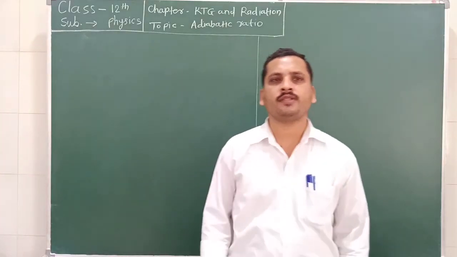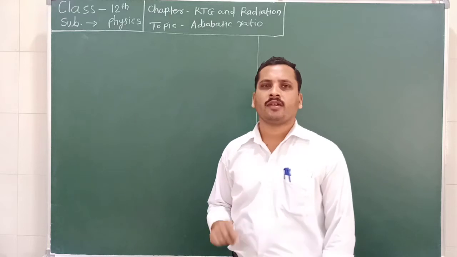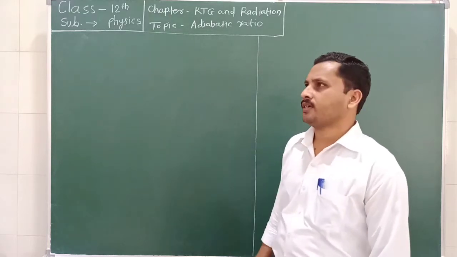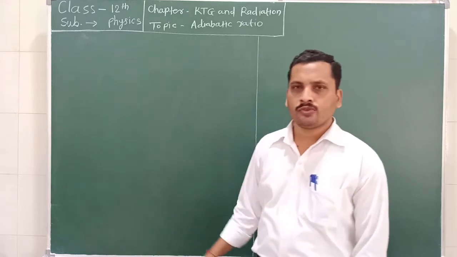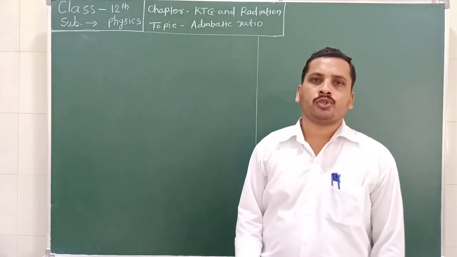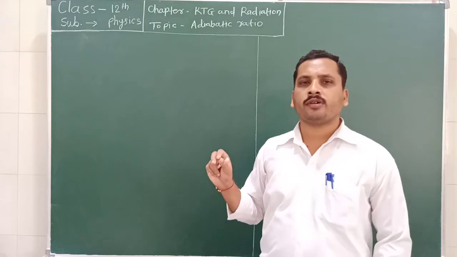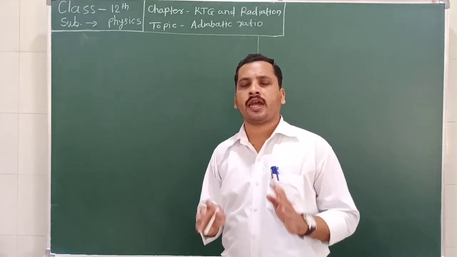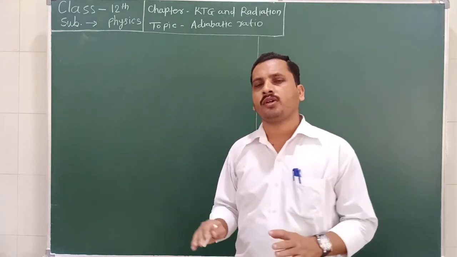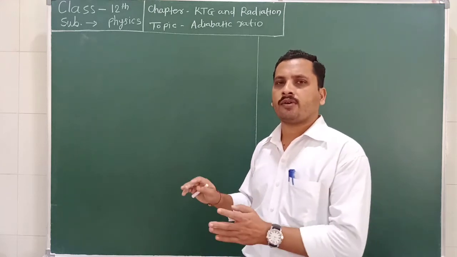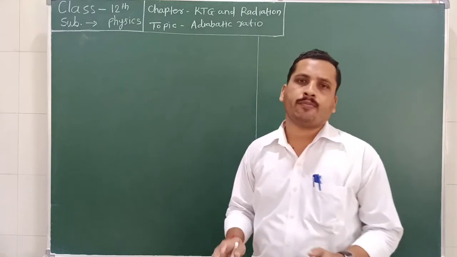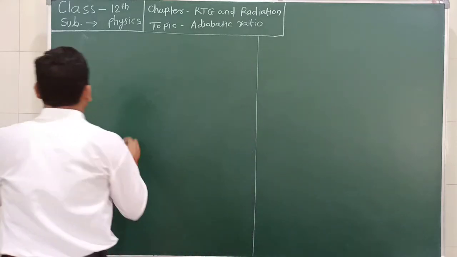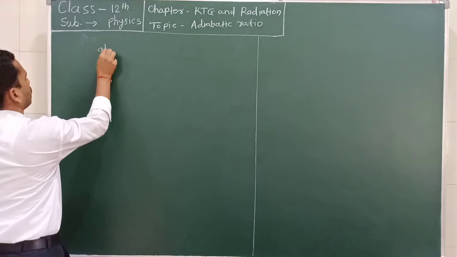Good morning, students. In the last lecture, we derived the Mayer's relation. Today, we are going to discuss what is adiabatic ratio. So, adiabatic ratio is the ratio of the molar specific heat at constant pressure to the molar specific heat at constant volume. It is denoted by gamma and it is a pure number.